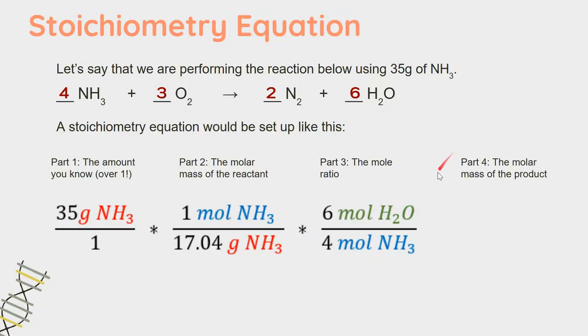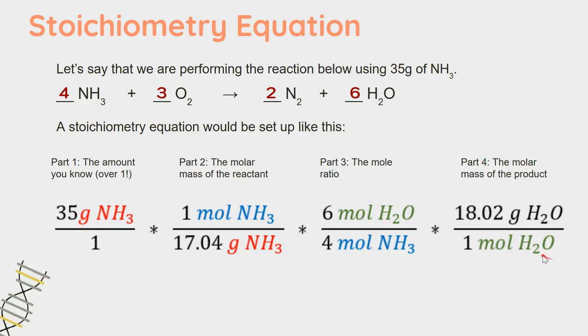And our last part, we're going to multiply by the molar mass of whatever product we're looking for, in this case H2O. We'll multiply by 18.02 grams H2O for every 1 mole H2O. Remember, 1 mole H2O weighs 18.02 grams, and we could get this number from the periodic table. Notice that I've color-coded this, showing that all units cancel with their neighbor crosswise. Grams NH3 cancels, moles NH3 cancels, moles H2O cancels, and we're left with grams H2O.